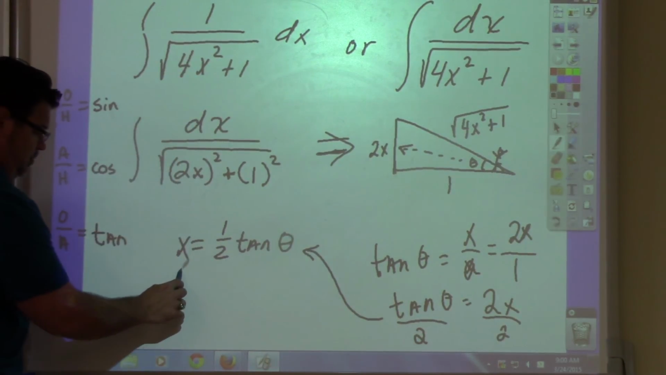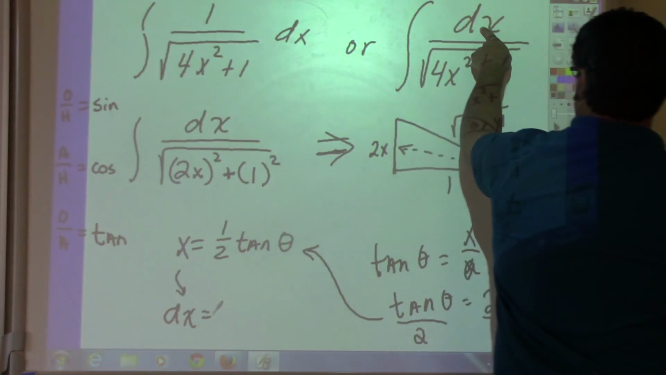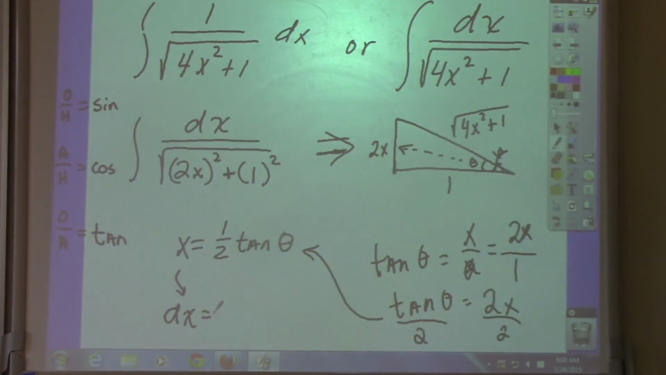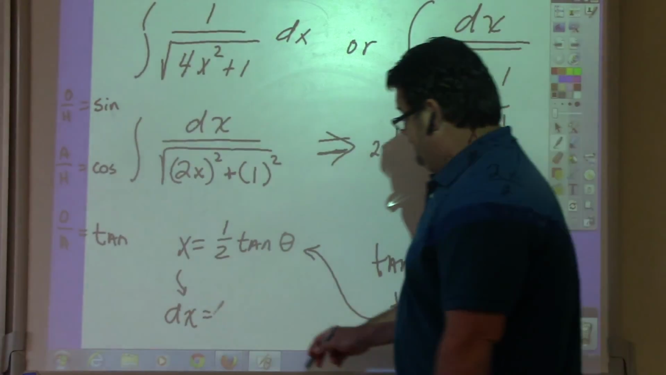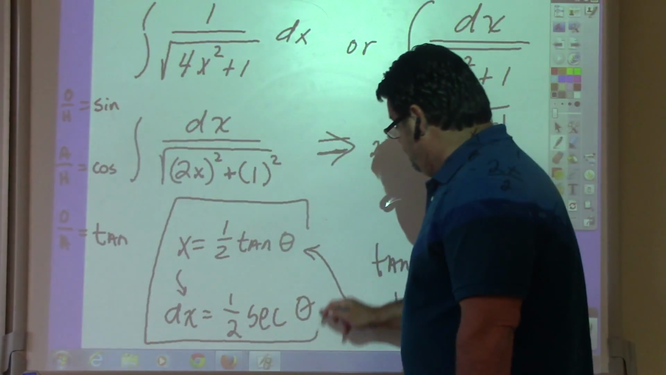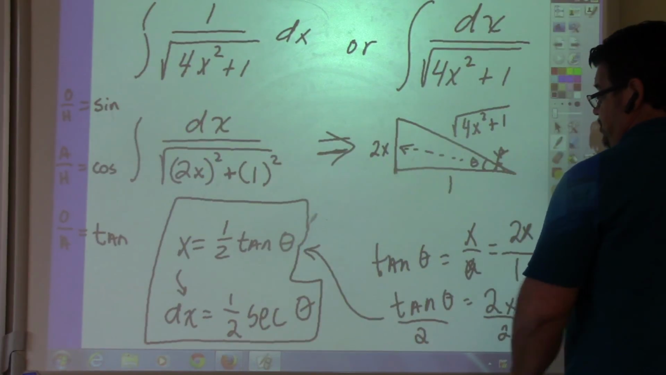Is that fair to say? And if we have x, then we can get dx. Why do we need dx? We need to put something right there over this. So find dx of 1/2 tan of theta. What's the derivative of tan? Dang old secant squared, Hubert. That's right, class. Y'all about ready for that ditch, aren't you? Now, what's this section called? Trig substitution.